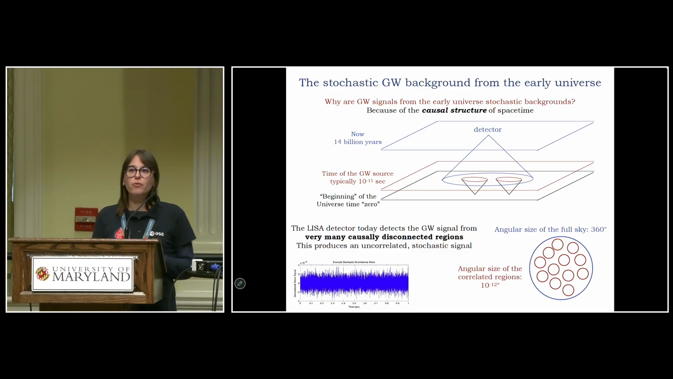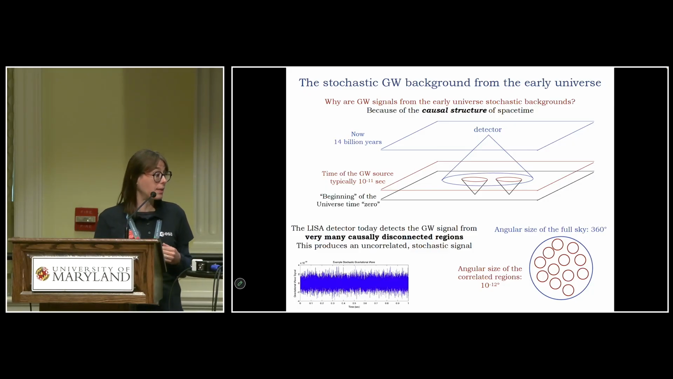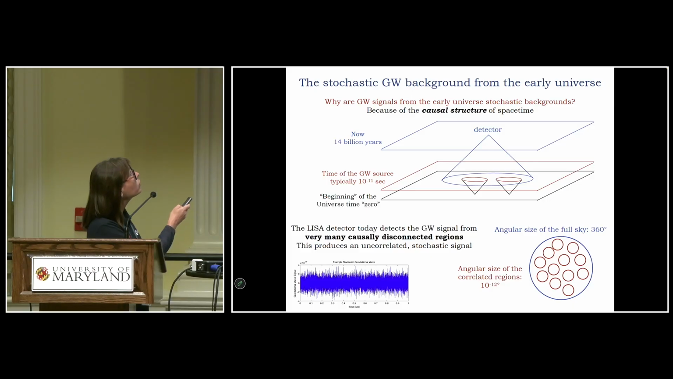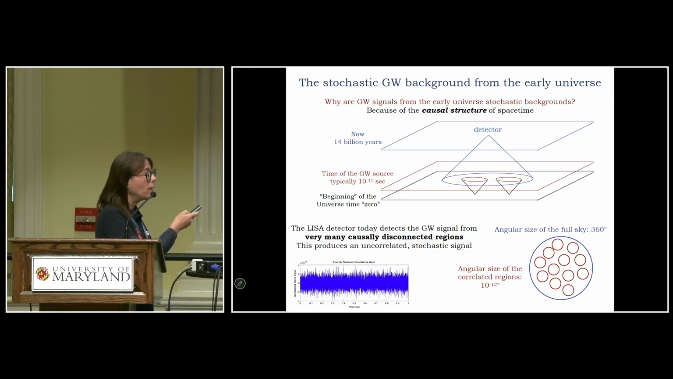So why are the signals from the very early universe stochastic backgrounds? This is due to the causal nature of space-time. Okay? So you imagine that today we have a detector here, LISA. It is able to detect in its past light cone. Now, this past light cone will intersect the constant time hypersurface at which the gravitational wave source is operating. And here I'm looking really into the very early universe, so something like when the universe had an age of a picosecond, about a few picoseconds. Okay, so the detector will access a region which is composed by many causally disconnected regions.